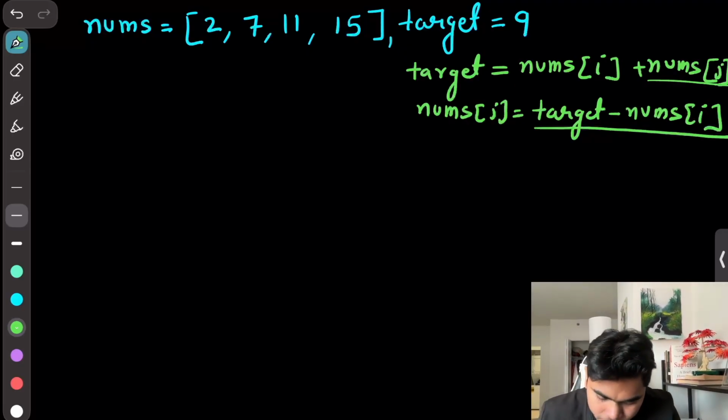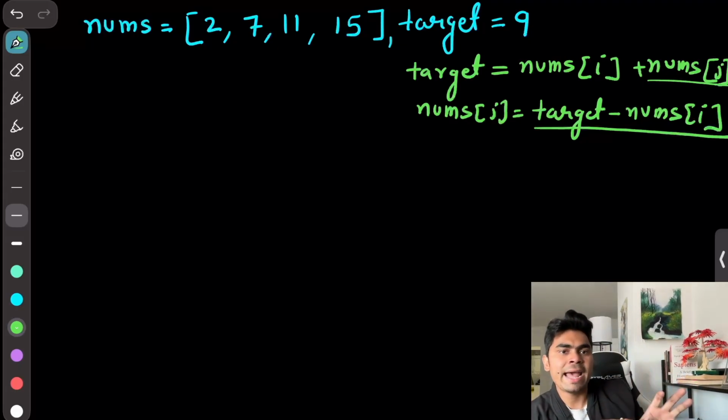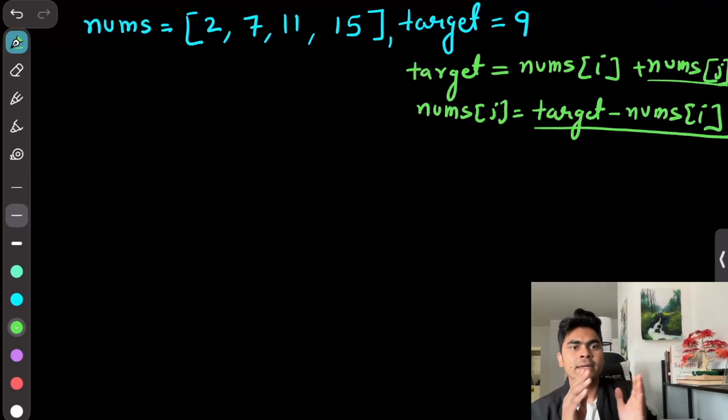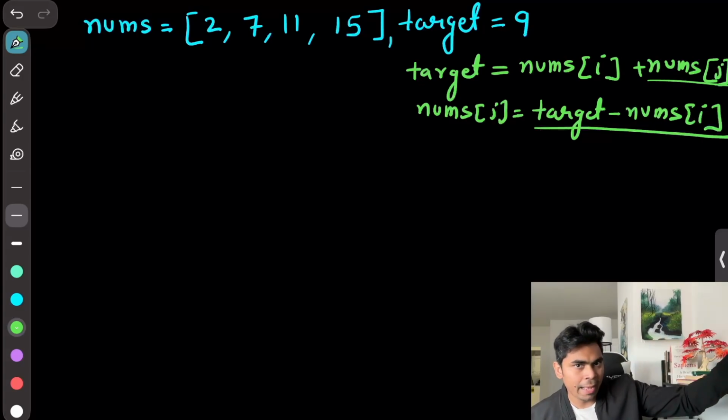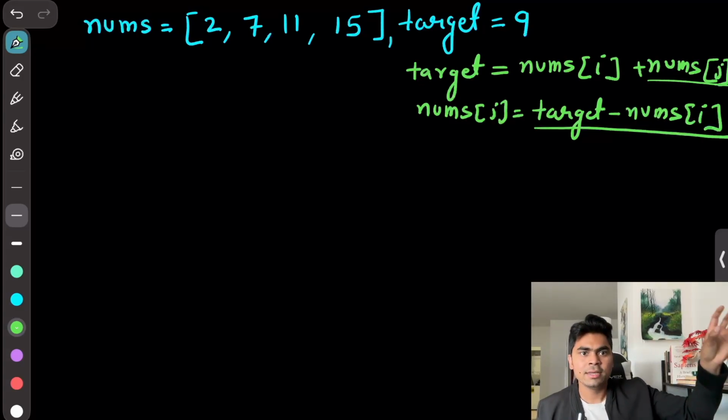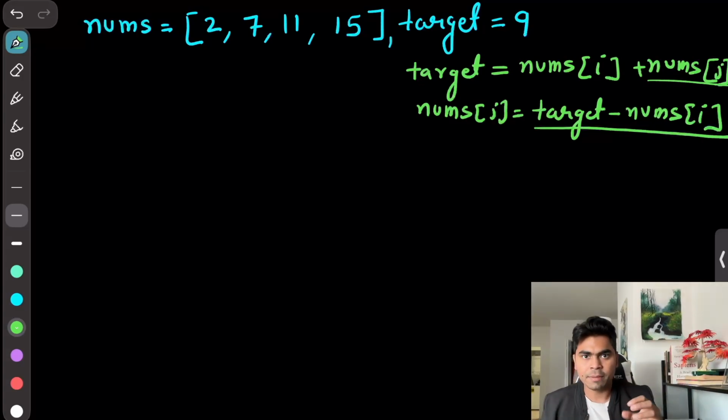So what I can do is track the numbers that I've already seen, so that if I'm standing on the current number, I can know whether target minus the current number already exists somewhere in my map. If it does, that means that number and my current number combined together make the target.